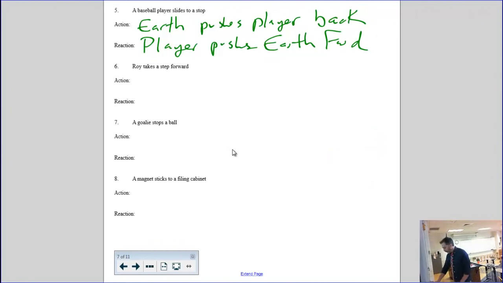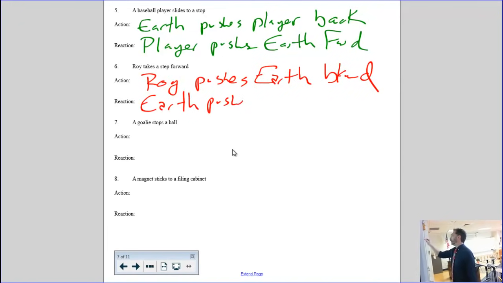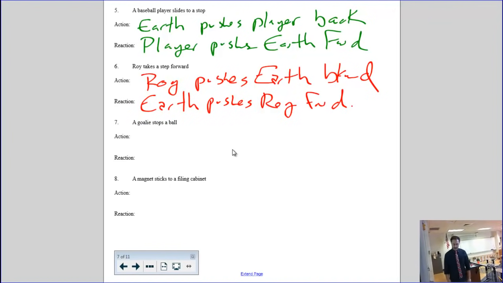Okay, Roy takes a step forward. I talked about this a little bit in the friction video, but when you step, you're pushing backwards on the ground, right? The action is you push the ground backwards, and the reaction is the ground pushes you forward. So Roy pushes the Earth backward, and the reaction is the Earth pushes Roy forward. And this only works because of friction, because if there was no friction, your foot would just slide and you wouldn't push, much like trying to walk on a frozen pond or something.